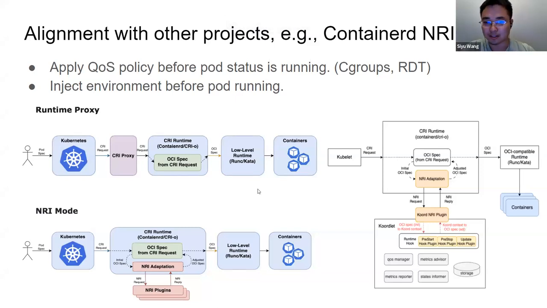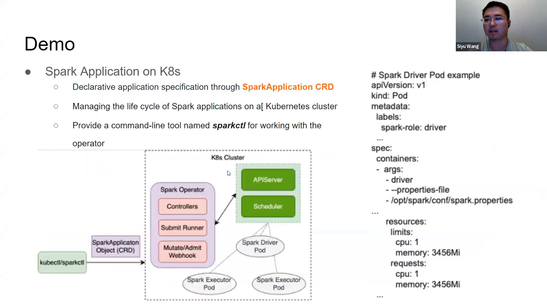Okay, I'm sorry. So with NRI, we can register as the NRI plugin into containerd or CRI-O instead of adding the CRI proxy between the Kubelet and the real CRI runtime. This is what we are doing, and we are cooperating with the containerd community to achieve this. And here is a demo.